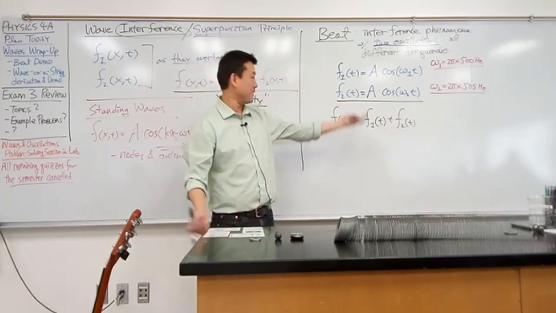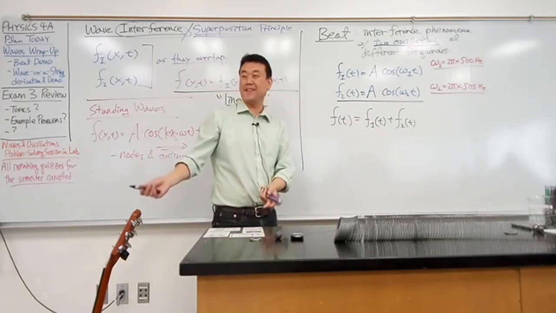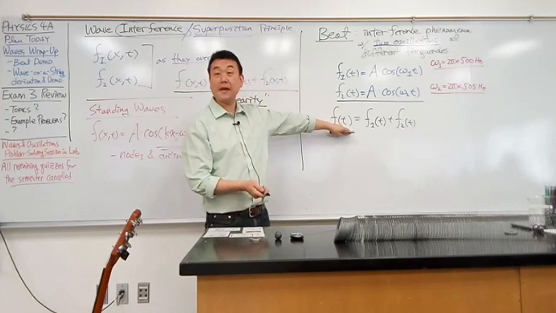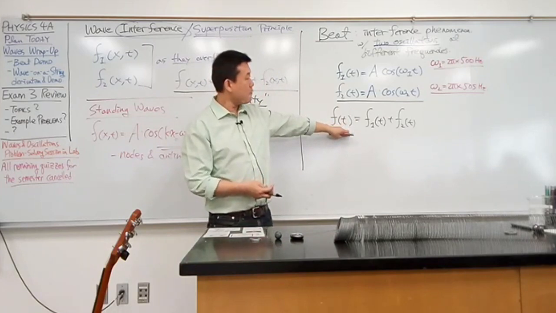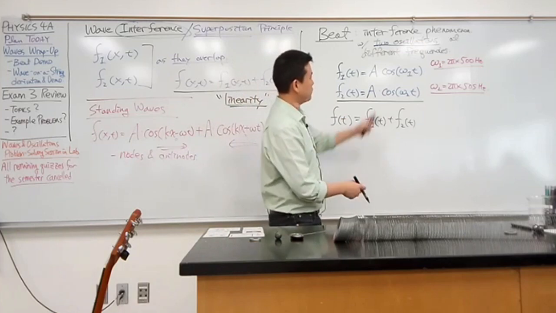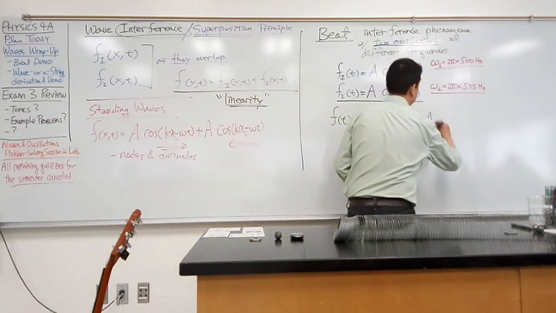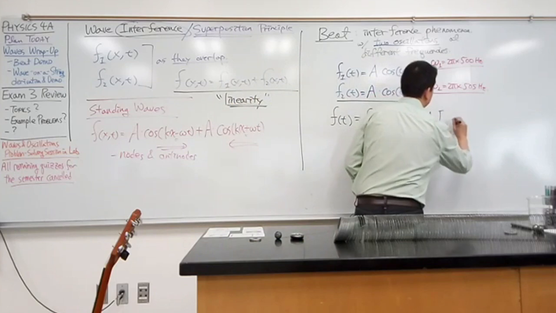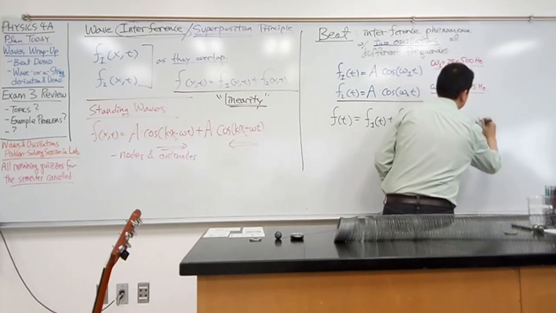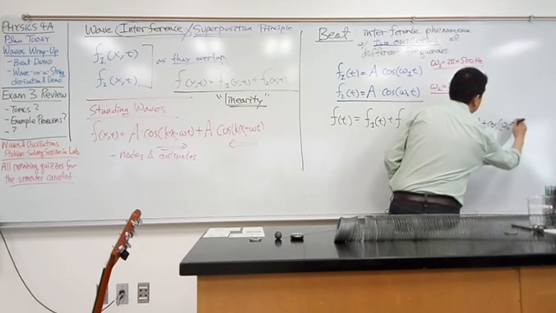What other mathematical operation between two objects is there that's simpler than addition? So yeah, we simply add them. Now, when I add these two, this is the result you see. So I can factor out A, and this is what you see: A times cosine of omega 1 t plus cosine of omega 2 t.